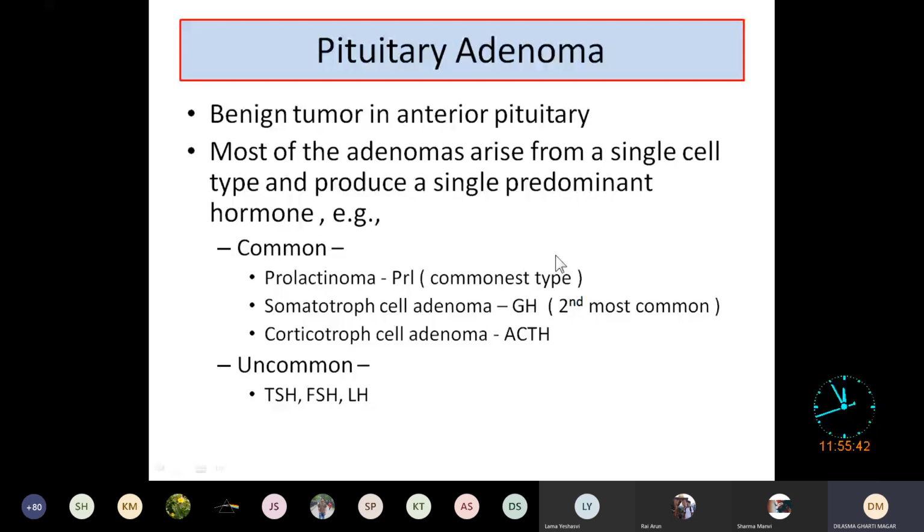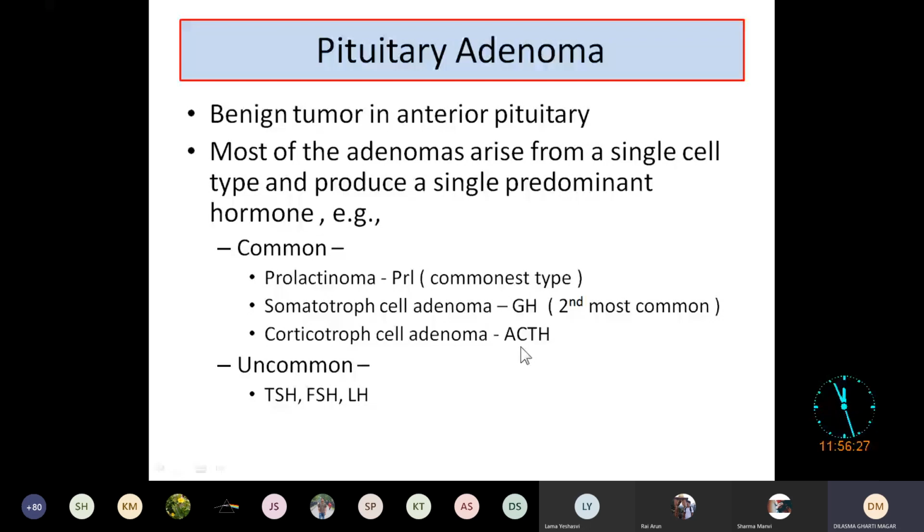The second type is the somatotroph cell adenoma. Somatotroph cells produce the growth hormone, isn't it? So growth hormone is from a basophilic or acidophilic cell? The somatotroph cell is the acidophilic cell. Good. So here it will produce the growth hormone, and this is the second most common. And then the corticotroph cell adenoma is also there, so it will produce the adrenocorticotrophic hormone.